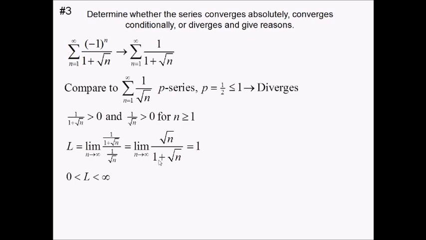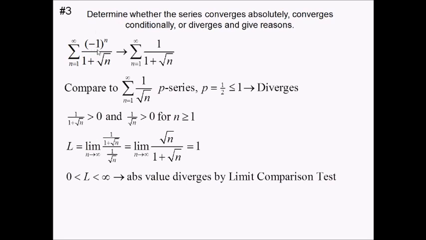But this isn't the original, it's just the absolute value version of the original. So let me write: absolute value diverges by limit comparison. But I'm not done with the problem. Just because the absolute value version of this doesn't work doesn't mean the alternating version won't work. So let's look at our alternating version.